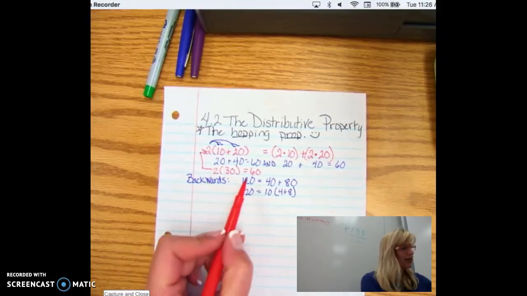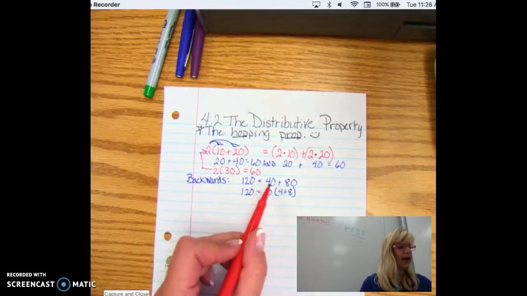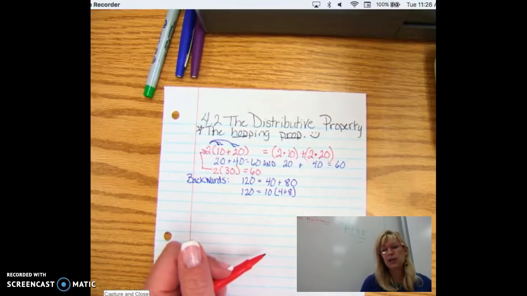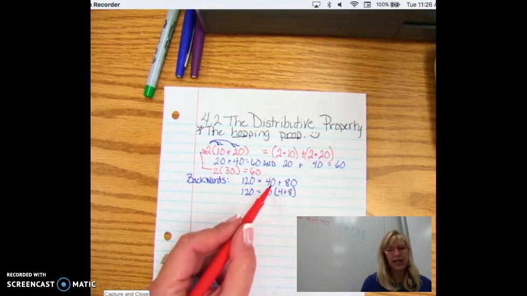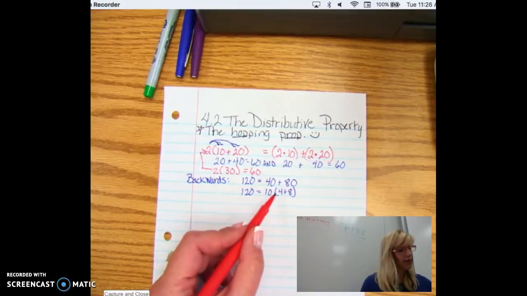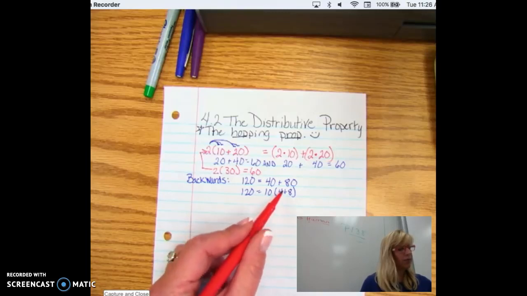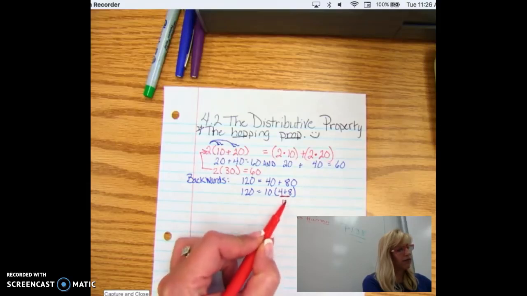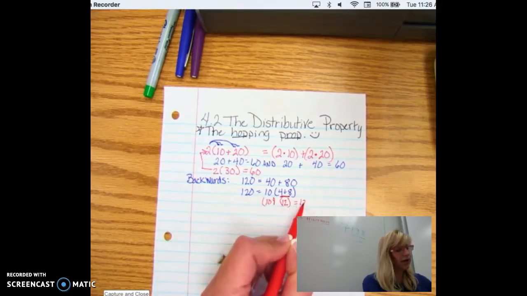Let's work backwards, and I have the number 120. What I'm going to do is say, well, I want to count that as a 40 plus an 80. You can do that. 40 plus 80 is equal to 120. Well, I want to suck a 10 out of each of these numbers, so I'm going to suck that 10 out, and I am going to do 10 times 4 plus 8. Now, if I add 4 plus 8, I get 12. And then if I do 10 times 12, I'm still at 120.